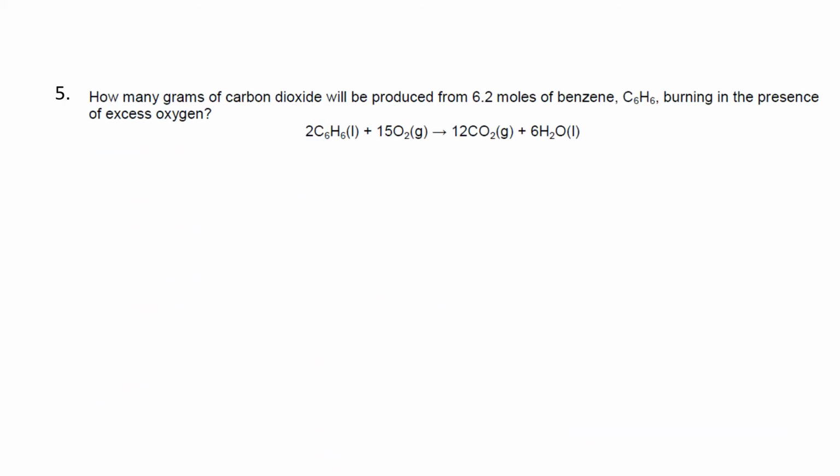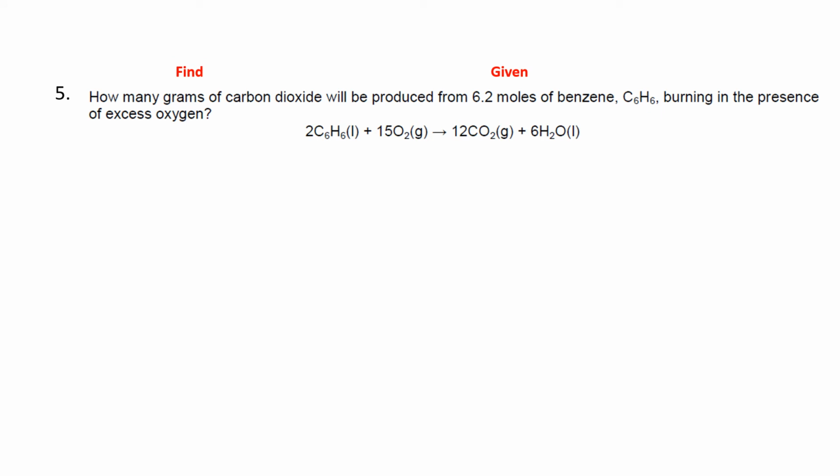For number 5, it asks how many grams of carbon dioxide will be produced from 6.2 moles of benzene, C6H6, burning in the presence of excess oxygen, and they give us the balanced chemical equation. We are given 6.2 moles of benzene. We are trying to find grams of carbon dioxide.